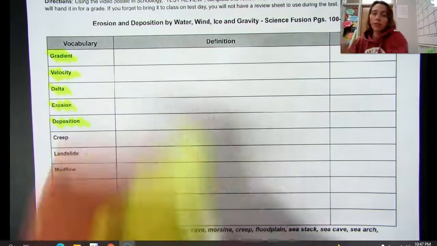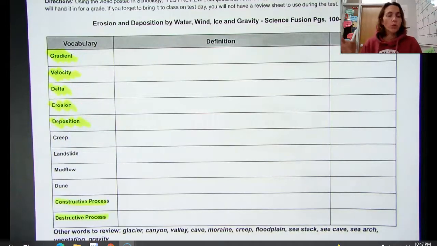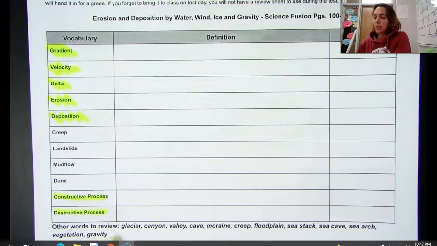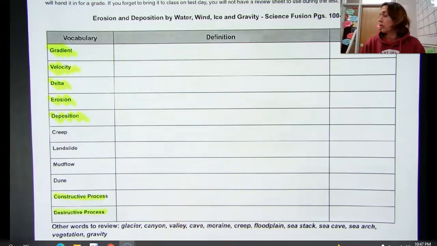Constructive and destructive processes. We're going to make a connection in just a moment. Now, there are several words down here that you might want to review as well. And if you're not familiar with what it is, look it up in Science Fusion and make yourself a note on this paper. You can write all over this. You can, remember, use this during your test tomorrow. So you don't have to just stick to what I gave you to fill in. You can write any other notes that you want.